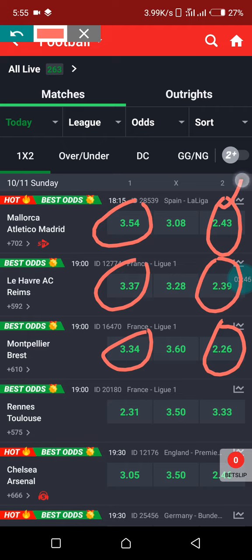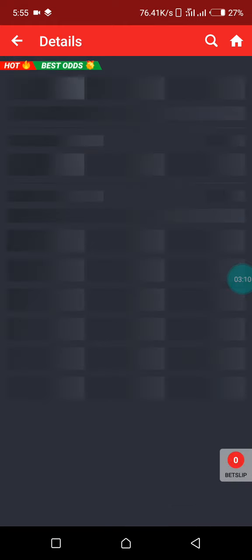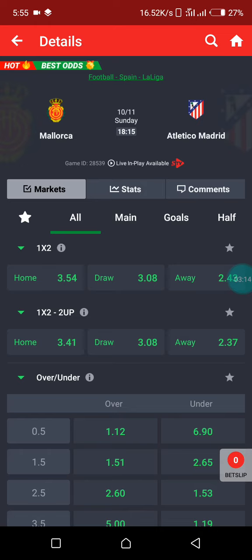You see, higher odds on every side. This is for example. I'll give you an example from Mallorca versus Atletico Madrid. Atletico Madrid is away, and let me show you how you can predict this game. Both sides have higher odds, so how should we do here?